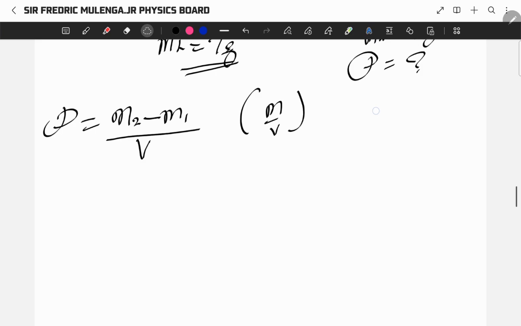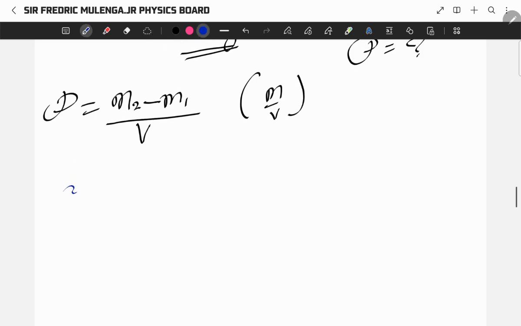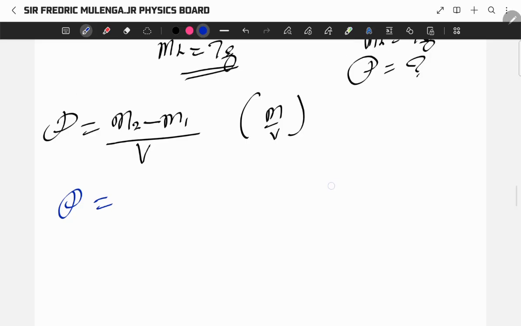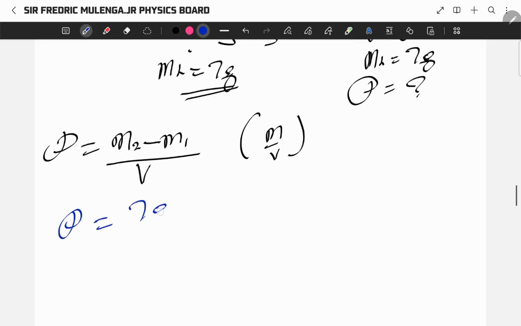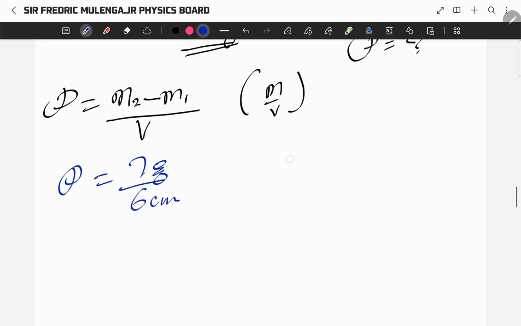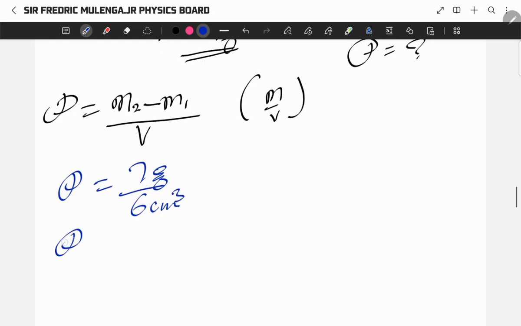So we solve the density. The mass, which we found, was 7 grams. Then volume is just 6 centimeter cubed. So then density is just that divided by 6. This will give us 1.17 grams per centimeter cubed. Done.